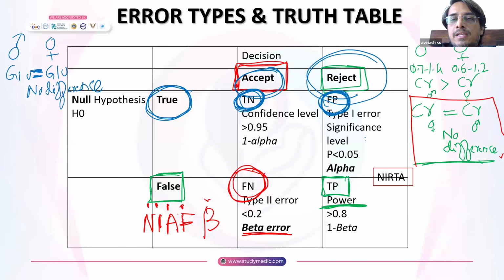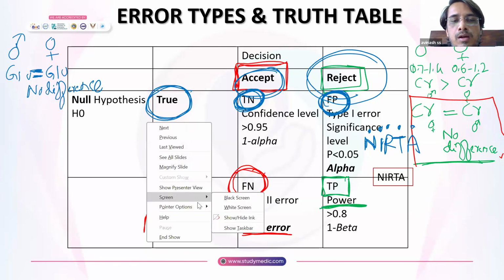That means in this case, null hypothesis is rejected when true. It is called alpha error. Null hypothesis is rejected when true, alpha error. So this is the statement for alpha error.